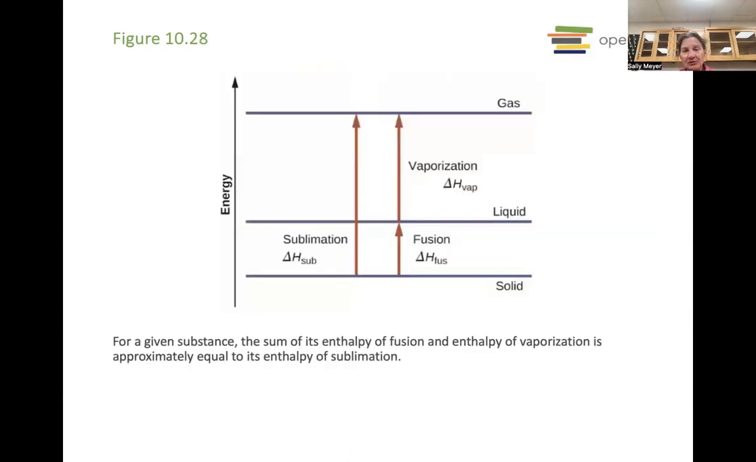And this is showing you an example of Hess's law. If sublimation is going from solid straight to gas, you could do that in 2 steps by first melting the solid, so that's fusion, and then vaporizing it. So the delta H of sublimation should be equal to the sum of the delta H of fusion and the delta H of vaporization for any substance.